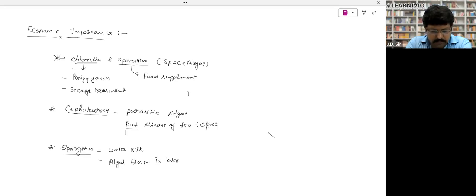What's the difference between starch and floridean starch? There is just a difference in the structure of the granules, right? Both are carbohydrates, complex carbohydrates. There is nothing different in chemical composition. The only difference is in the grain size, right?